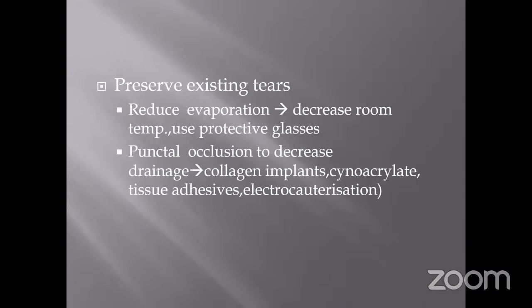Then we can also go for punctal occlusion, because the tears are being drained through the punctum. So punctal occlusion will decrease the drainage. How can we do this? We can go for a temporary occlusion or a permanent occlusion. Temporary occlusion means we can use collagen implants or cyanoacrylate glue like tissue adhesives to occlude the punctum temporarily. And if a permanent punctal occlusion is needed, then we can go for electrocautery, cauterizing the punctum closed to preserve tears.